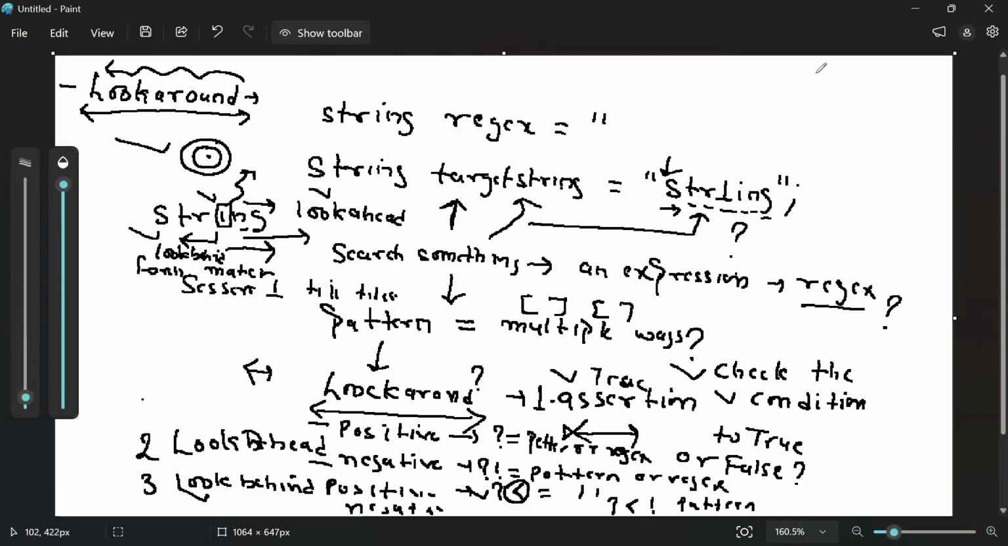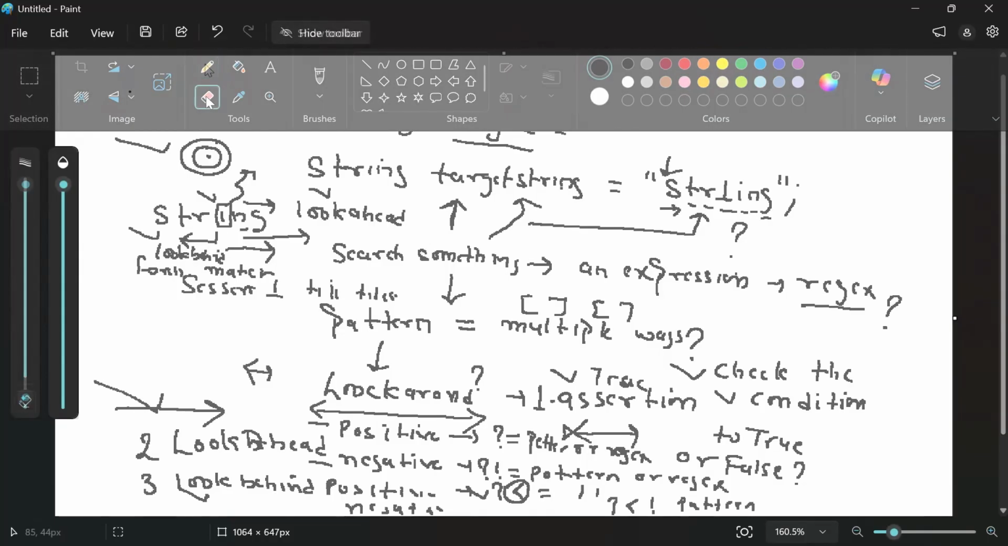So these are the classifications we have, the type of look around we have here. So in regex, we have one more thing we need to discuss. Just a minute, let me clean the whiteboard. Look ahead.